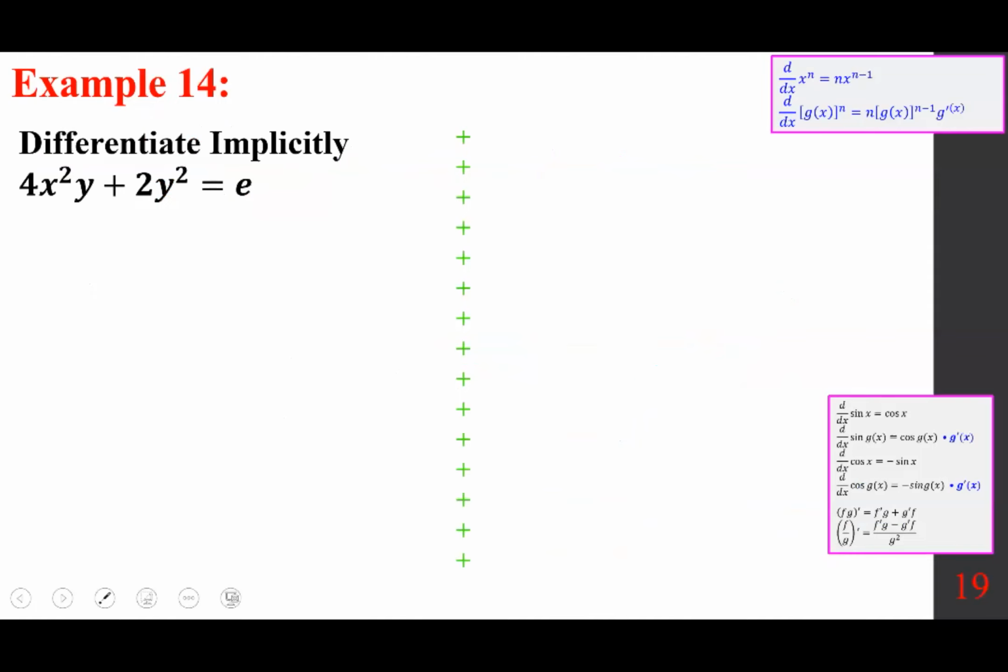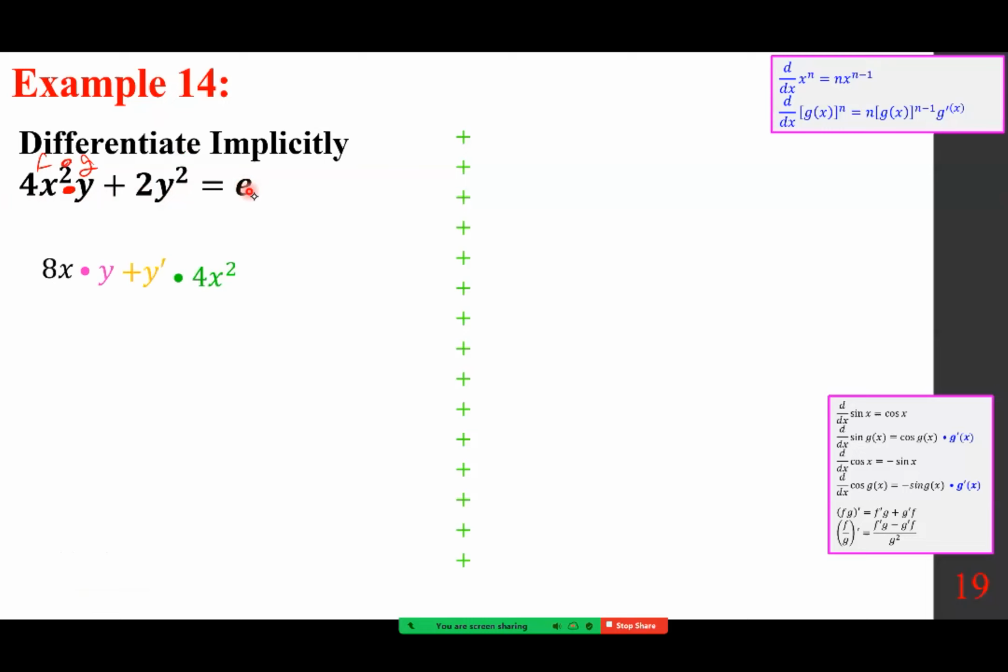Implicit differentiation. We are going to put a raised dot again. And so you're dealing with f times g, the product. So f prime is 8x times y plus the derivative of y. You can say y prime or dy dx times f, which is 4x squared. This one is 4 y prime.